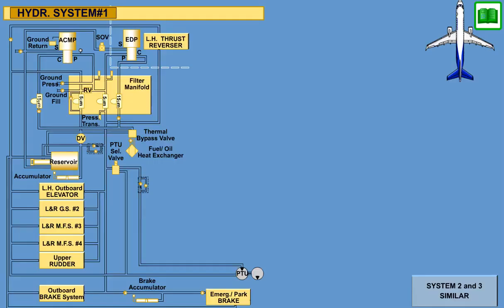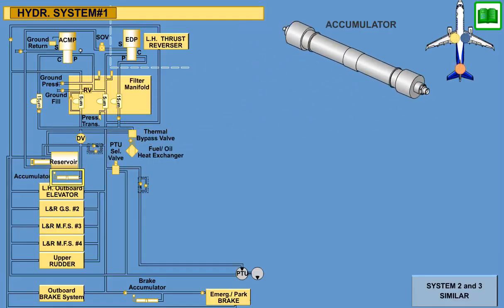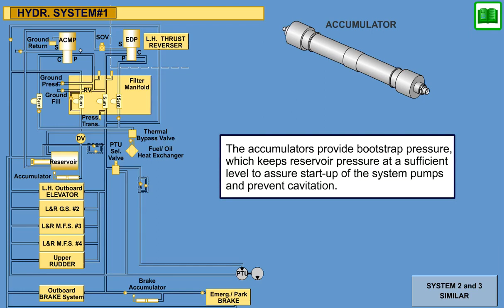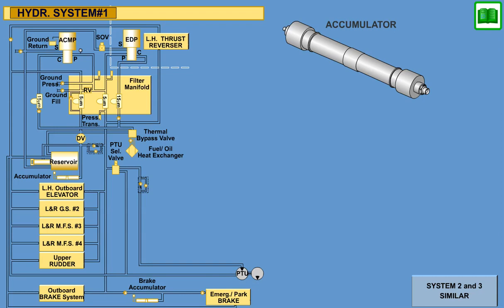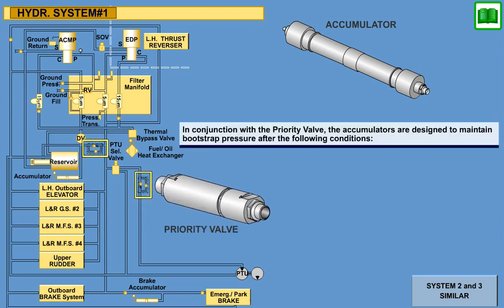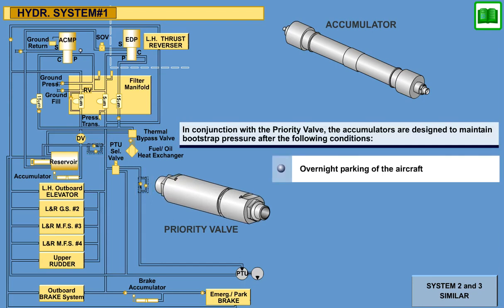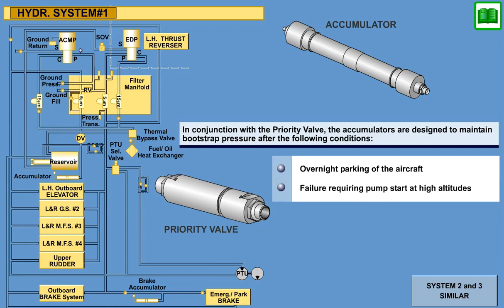Each hydraulic system contains a separated piston type accumulator pre-charged with dry nitrogen gas. The accumulators provide bootstrap pressure, which keeps reservoir pressure at a sufficient level to assure startup of the system pumps and prevent cavitation. In conjunction with the priority valve, the accumulators are designed to maintain bootstrap pressure after the following conditions: overnight parking of the aircraft, failure requiring pump start at high altitudes.